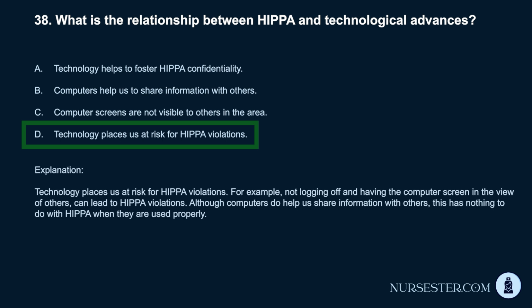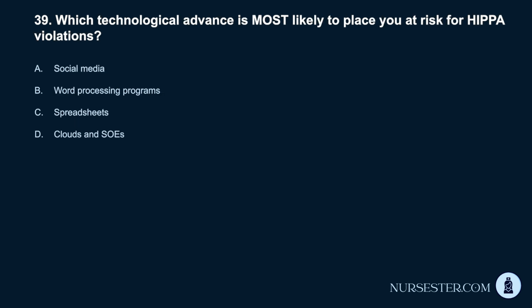Technology places us at risk for HIPAA violations. For example, not logging off and having the computer screen in the view of others can lead to HIPAA violations. Although computers do help us share information with others, this has nothing to do with HIPAA when they are used properly. 39. Which technological advance is most likely to place you at risk for HIPAA violations?